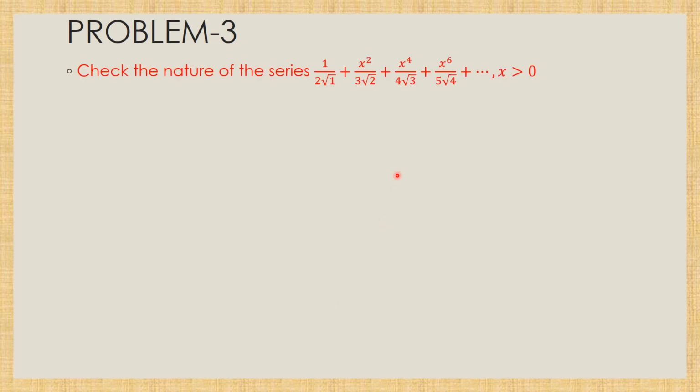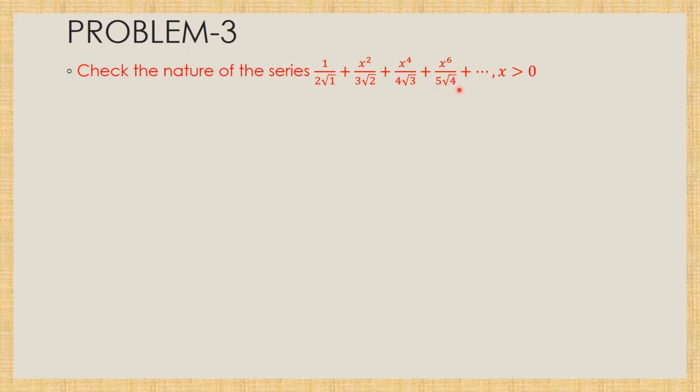Now go for the next example. Check the nature of the series 1 by 2 power root n, 2 into root n plus x square by 3 into root 2 plus x power 4 by 4 into root 3 plus x power 6 divided by 5 into root 4 plus etc., where x is greater than 0.